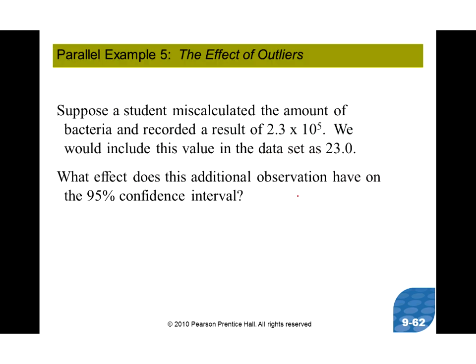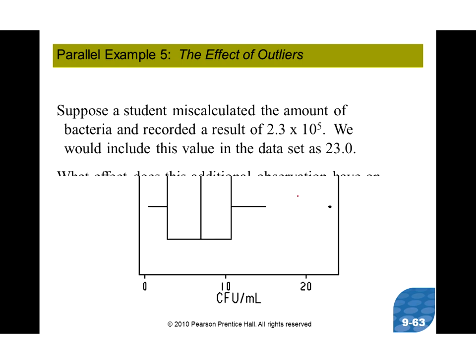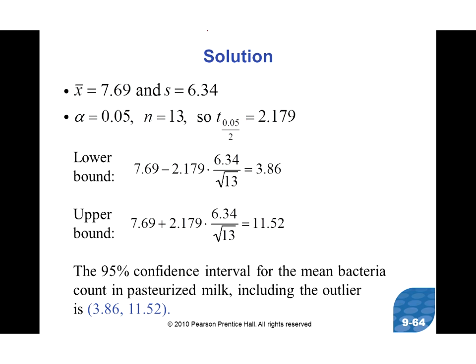Okay. So let's just look at their example here. Suppose a student miscalculated the amount of bacteria and recorded a result of 2.3 times 10 to the 5. And we would include this value in the data set as 23. So what happens? Well, it changes our mean because we have an additional point. Our N is equal to 13 because we have an additional data point now. It changes our T, and it also changed our confidence interval.